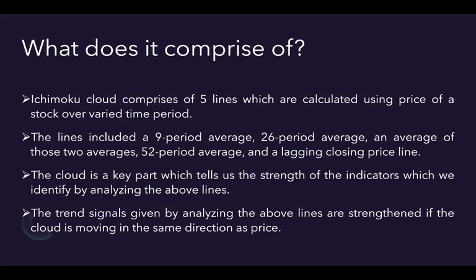Well, the cloud is a key part which tells us the strength of the indicators, which we identify by analyzing the above lines. Well, as the name suggests, Ichimoku Cloud. What does the cloud do? The lines above tell us the indicators, and the cloud, if moving in the direction of the indicators, will tell us the strength of the indicators. So the trend signals given by analyzing the above lines are strengthened if the cloud is moving in the same direction as the price.